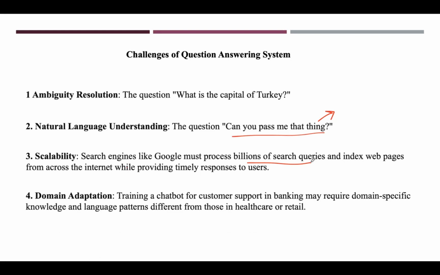Next one is domain adaptation. Adapting question answering systems to new domains or languages is again a challenging task. Say, suppose you want to train a chatbot for customer support in banking. Here it requires domain specific knowledge. It requires knowledge of banking and language patterns, which are completely different from healthcare and retail. The knowledge gained for healthcare and retail is different, whereas banking requires more domain specific knowledge. So adapting question answering systems to new domains is a challenging task.